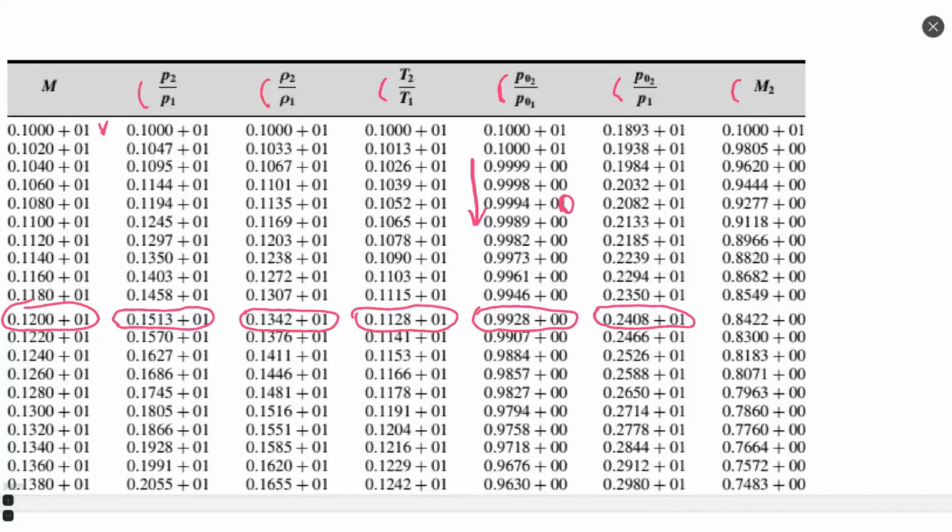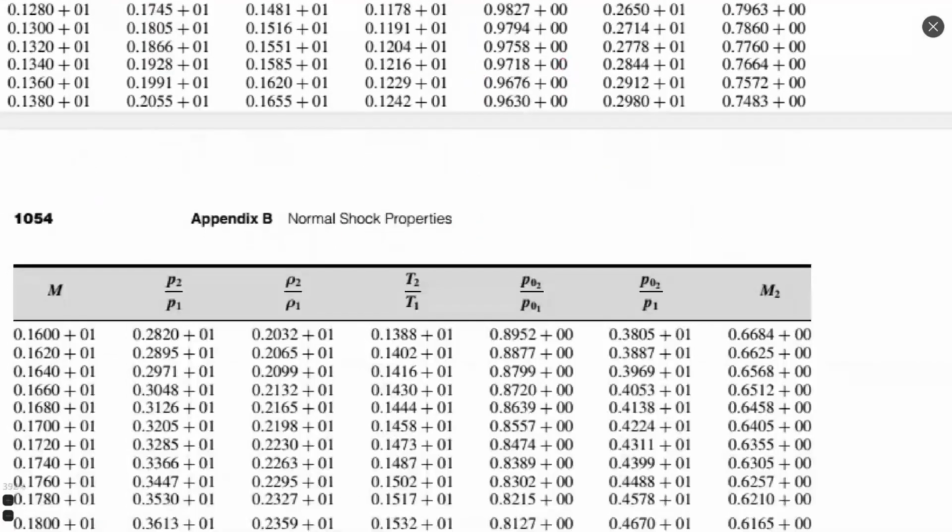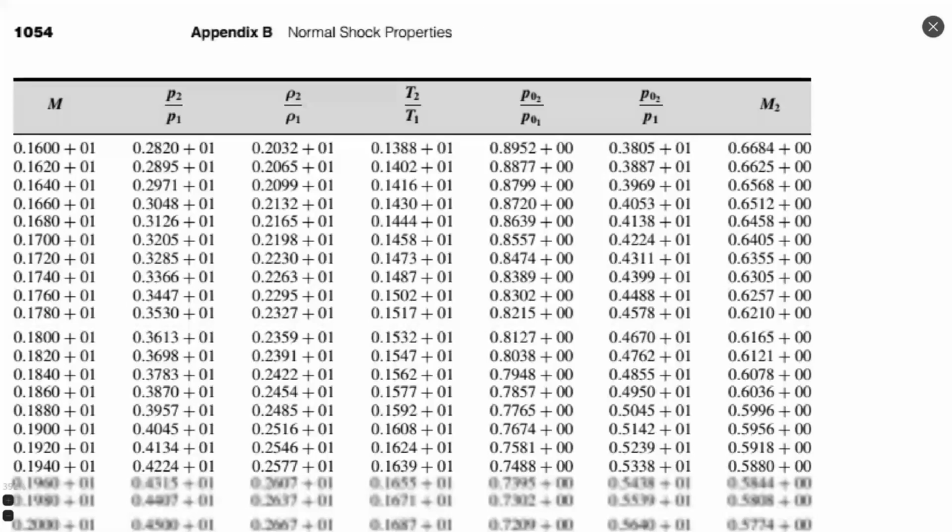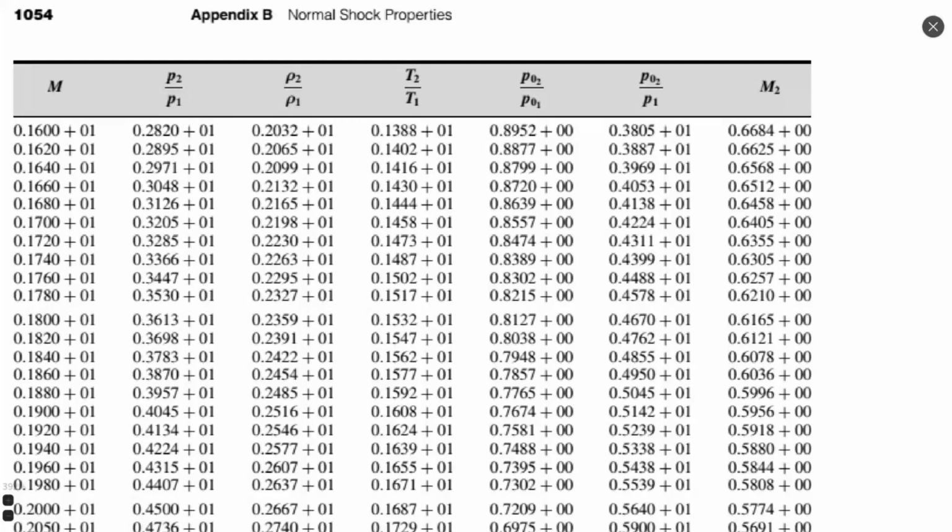Okay, Mach number after the shock wave, we know since it's a normal shock wave, must be smaller than 1. So in this case it is 0.8422. Must be smaller than 1. This is how we use this table, how we can understand the meaning of this table. And soon we will have an example to calculate flow properties. So let's take a look further on this table here.